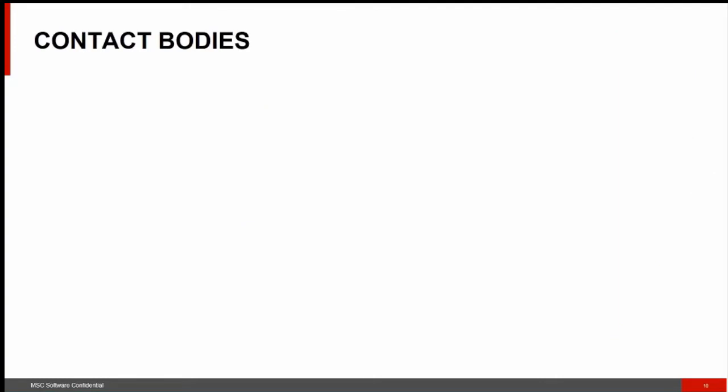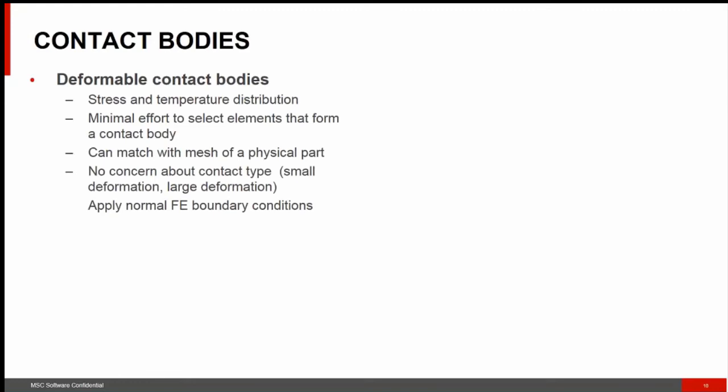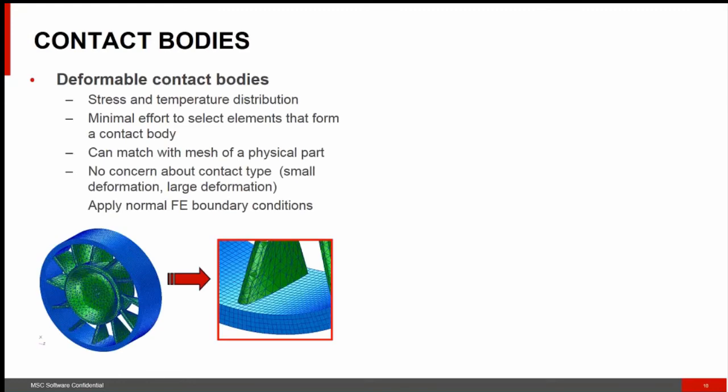Now that we have covered some of the theoretical concepts, let's see how we can approach the process. There are two types of contact bodies, the deformable contact bodies or the rigid ones. Here, we're talking about the deformable contact bodies. You can see that these types of bodies can have a stress and temperature distribution, and generally they are a collection of finite elements.